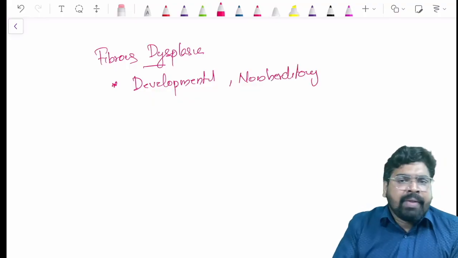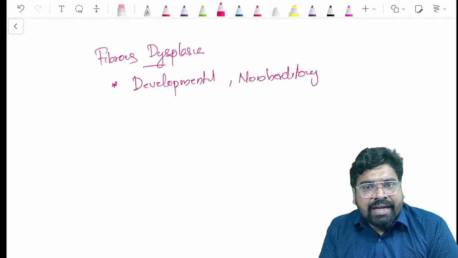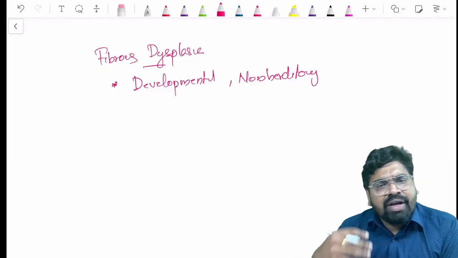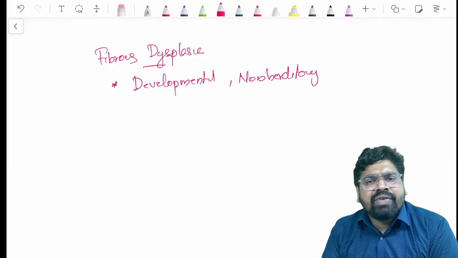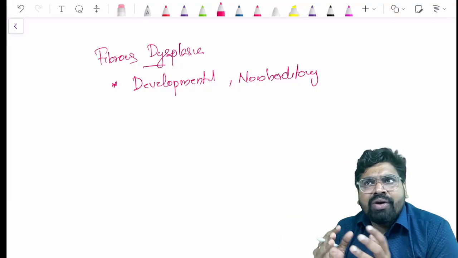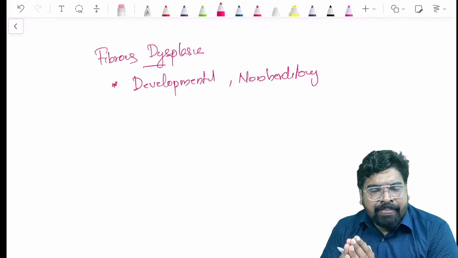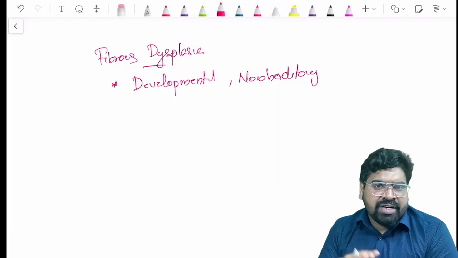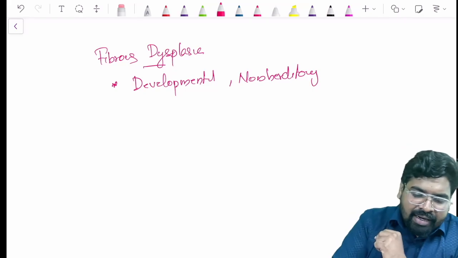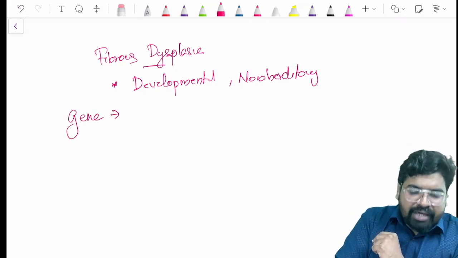Non-hereditary. It is a developmental, non-hereditary condition where the normal bone is converted to a fibrous tissue and then it is again converted to a bone. So that is a defective bone. You can see defective bone formation due to this fibro-osseous conversion. As it is developmental, we have a gene which is mutated here.